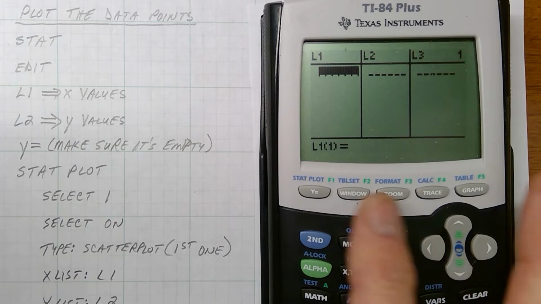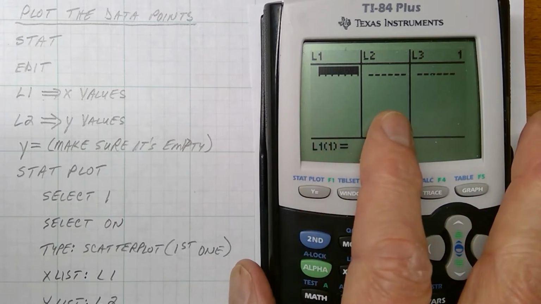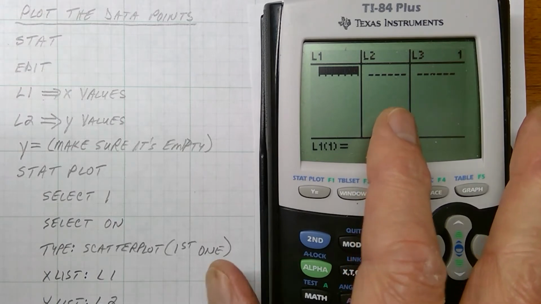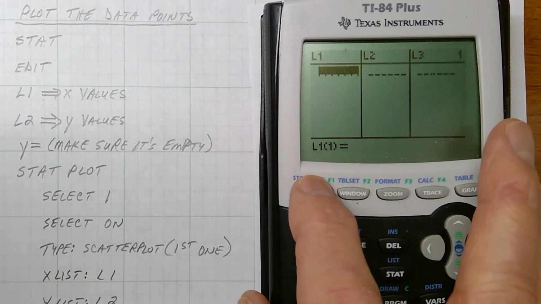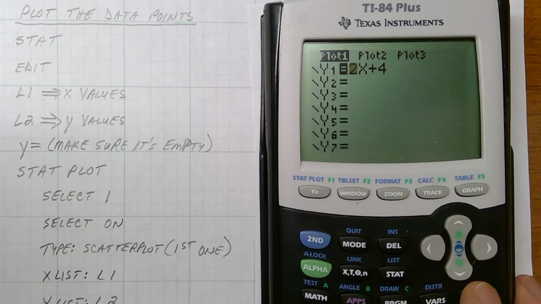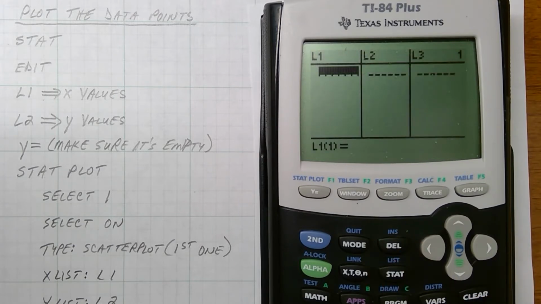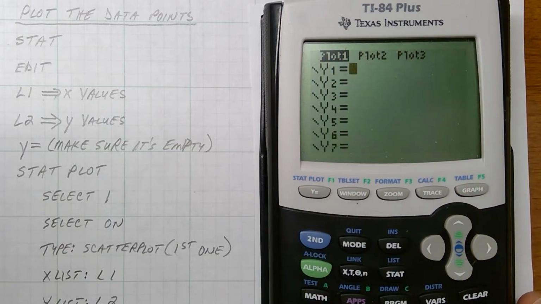At this point, we're making sure everything's empty. We're going to put our X values in here and our Y values in there. And then I want to make sure that Y equals is empty. If you have any kind of equation in there, just come down here and hit Clear. So that's a good first step, just make sure everything's clear. Stat, Edit, make sure your table's empty. Y equals, make sure you don't have an equation in there.